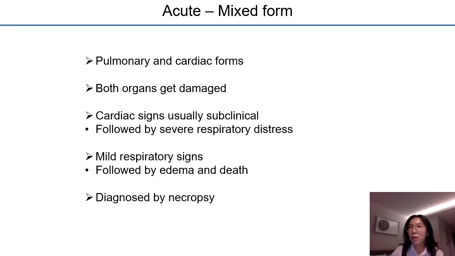So for the veterinarian going to the farms, if the horse is very distressed with dyspnea and tachypnea with frothy and foamy nasal discharge, you have to be suspicious. What if the animal is affected by AHS? And the diagnosis is confirmed by necropsy.